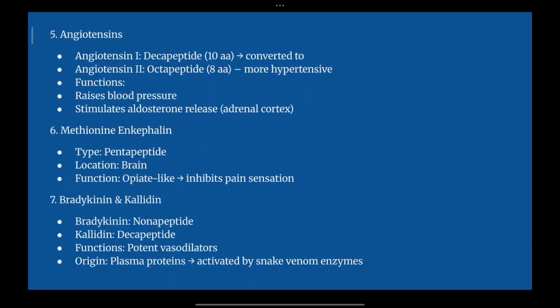Now, methionine enkephalin is a type of pentapeptide with 5 amino acids present in them, and the location where it is released is brain, and the function of it is opiate-like. It inhibits the pain sensation. It prevents the sensation of pain. Opiate is a type of narcotic drug.